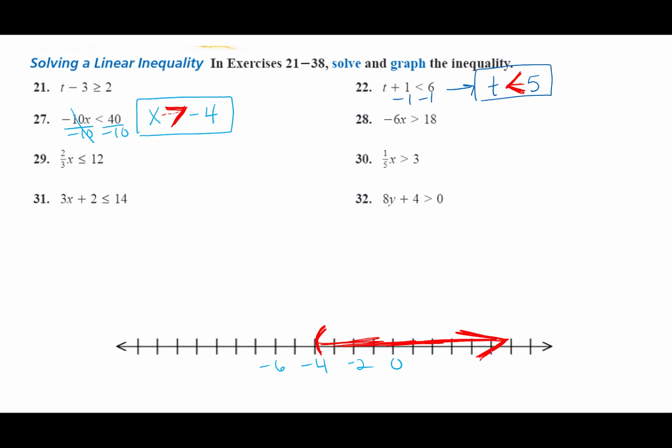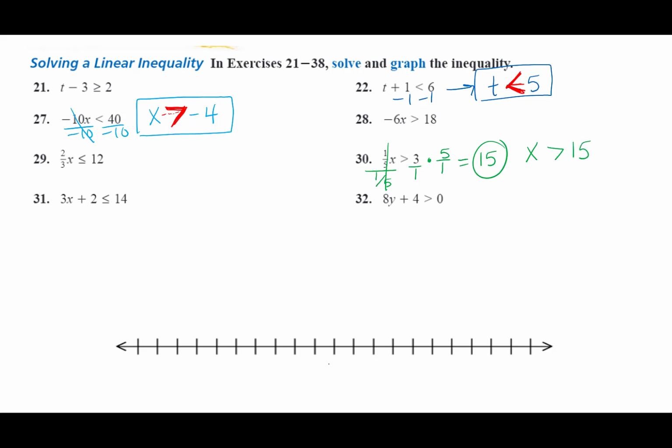Okay, take a look at number 30. 1/5 x greater than 3. We are going to divide by the fraction 1/5. And if you remember from our first unit, when you divide by a fraction, it's the same thing as if you were to multiply by the reciprocal. I hope you remember that. So if we put a 1 for the denominator of 3, and then we multiply by the reciprocal, which would be 5 over 1, that would equal 15. So part 1 of our answer is x greater than 15.